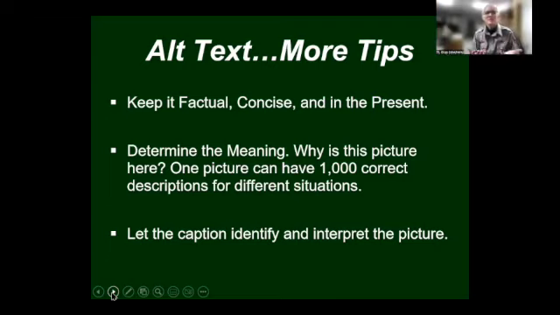And we have talked about this already, but this slide kind of reiterates it. Keep it factual, concise, and in the present. Determine the meaning. Why is this picture here? One picture can have 1,000 correct descriptions for different situations. Let the caption identify and interpret the picture. That's not your job.